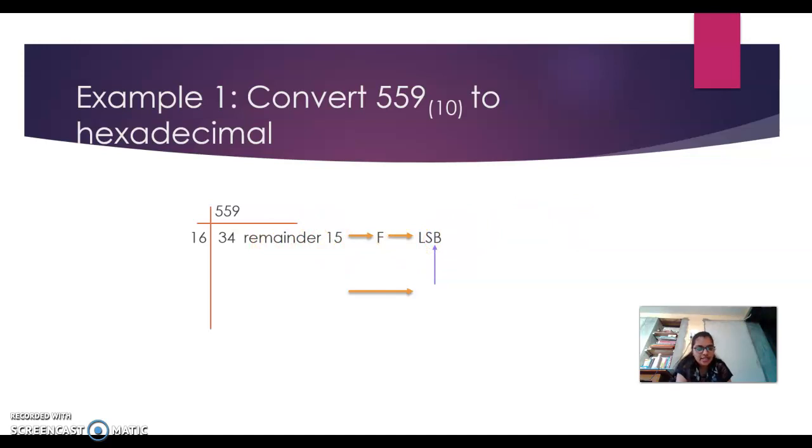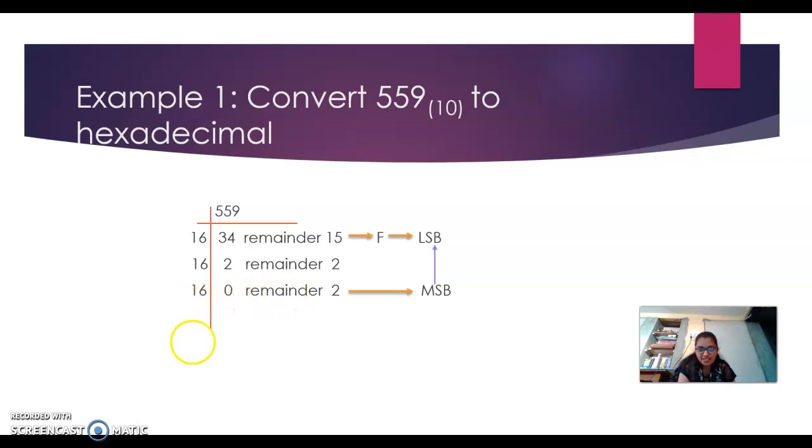Next, keep on dividing until you get the quotient as 0. 16 2s are 32. Remainder is 2. We cannot divide 2 by 16 as we don't have 2 in the table of 16. So 16 zeros are 0. Remainder is 2. Once you get the quotient as 0, we stop dividing the number.